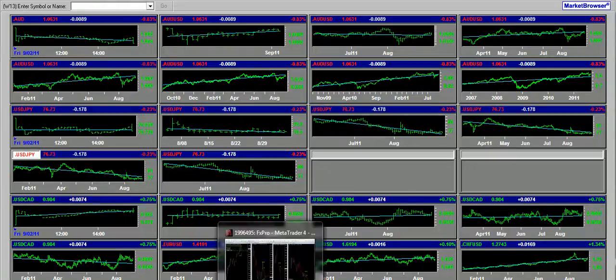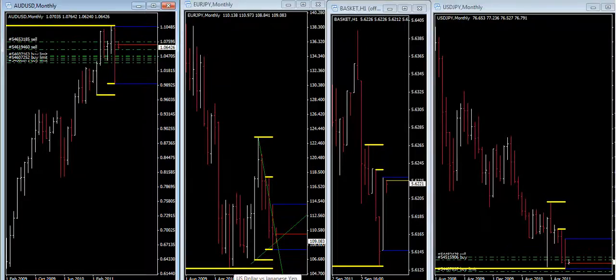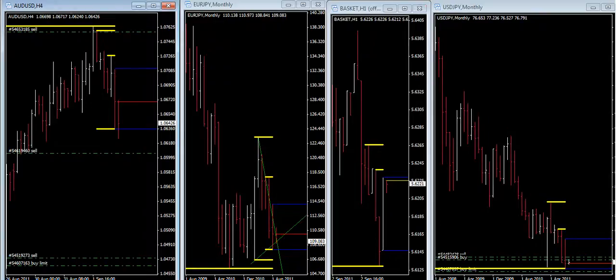If we look at the charts in a different way, and we look at the monthly, and you look from left to right, the US dollar is going up. Just look left to right. Euro JPY is going down. The basket of 14 currencies in one is going down, and the US dollar JPY we saw was going down. So just based on that, we would look at, say, a 4-hour time frame, and we would say the Australian dollar is going down.